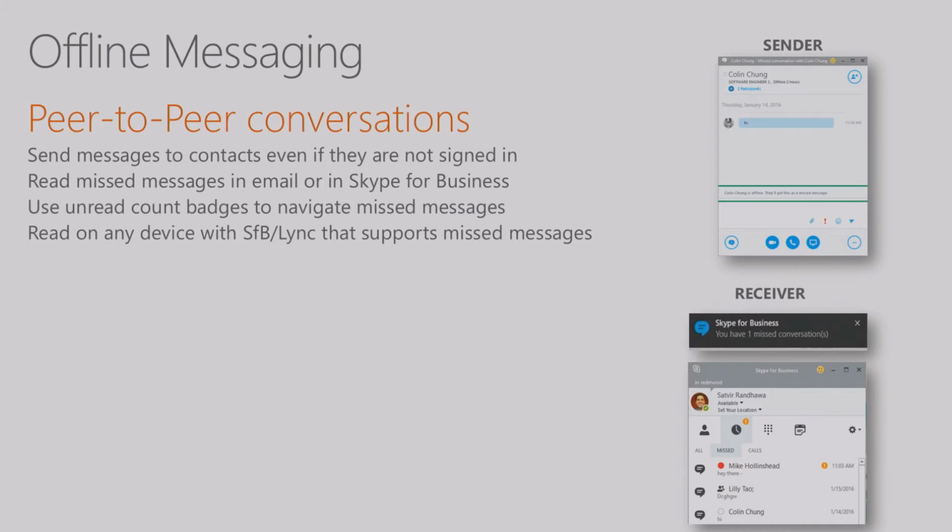So you can read your missed messages in your email, so you get them on your phone, you see them in Skype for Business when you log back in. You get this unread count right over here on the client that shows you how many missed messages you have. And you can view them on your devices.